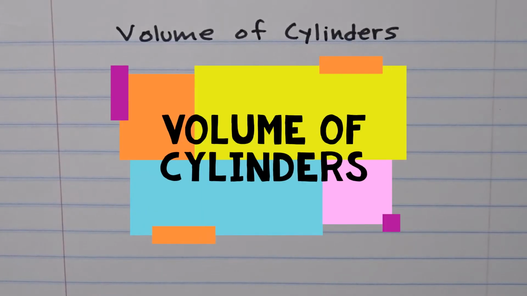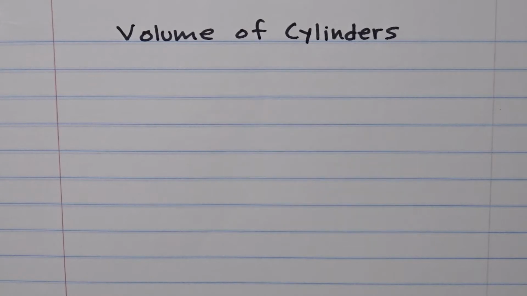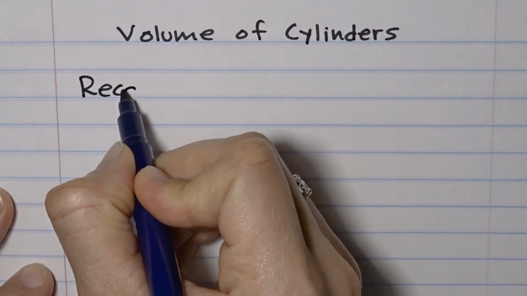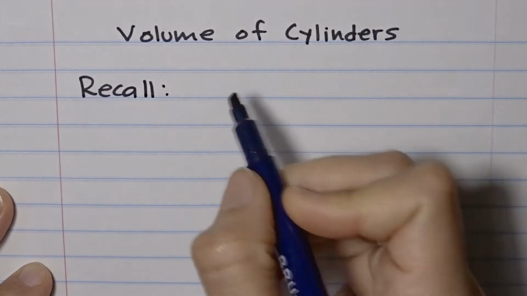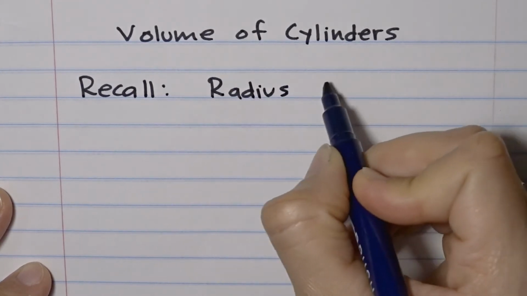Alright, so today we're going to look at the volume of cylinders. And when you're dealing with cylinders, clearly the top and the bottom are circles. So there's some information we need to recall about circles that are going to be useful in this lesson. So let's recall the measurement of a radius and diameter.